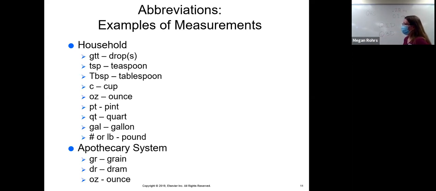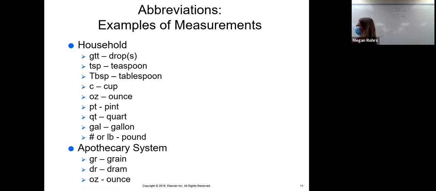The household system, we're going to be working with this in a couple weeks. We're going to be practicing converting from the household system to the metric system because prescribers in the United States tend to write some SIGs or some directions for prescriptions in household units. So things like teaspoons and tablespoons. So we need to be able to convert those into the metric system. Hopefully these abbreviations are familiar to you. The only one that may not be is the first one. So GTT stands for drop. So things like eye drops, ear drops.